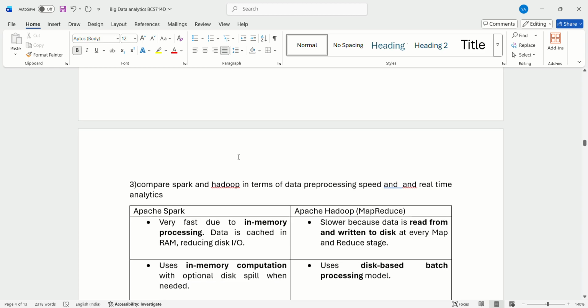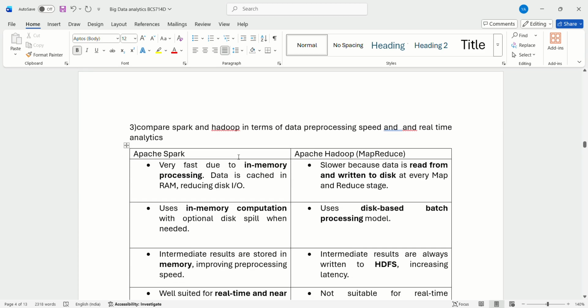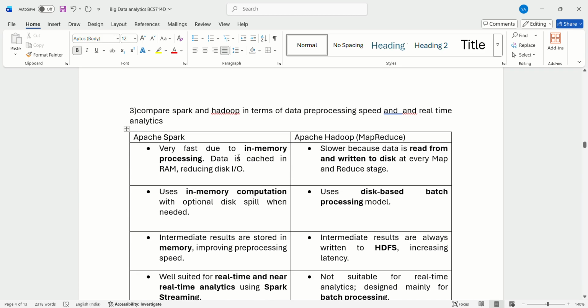Coming to the next question: compare Spark and Hadoop in terms of data pre-processing speed and real-time analytics. There are some differences, based on speed and real-time analytics. First is Apache Spark, and then Apache Hadoop. Spark is very fast due to in-memory processing. Data is cached in the RAM, reducing disk I/O.